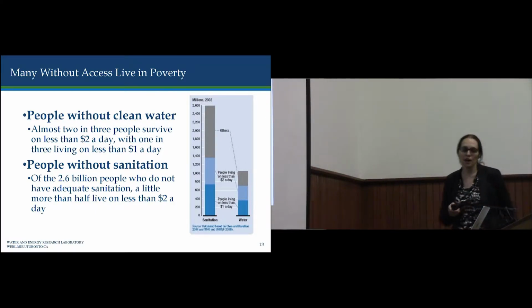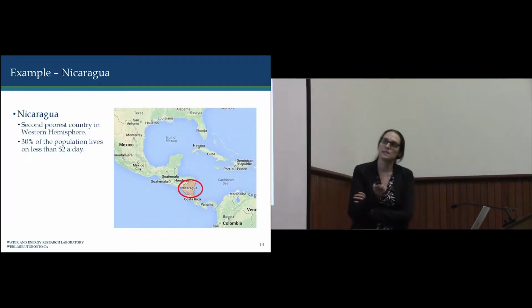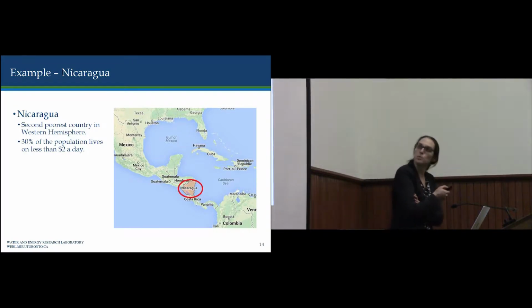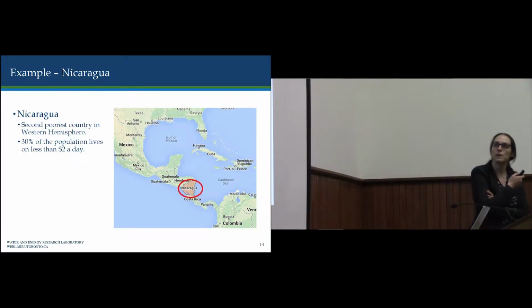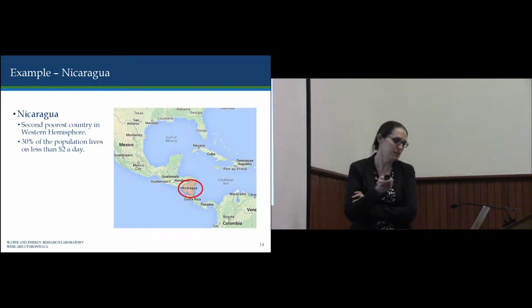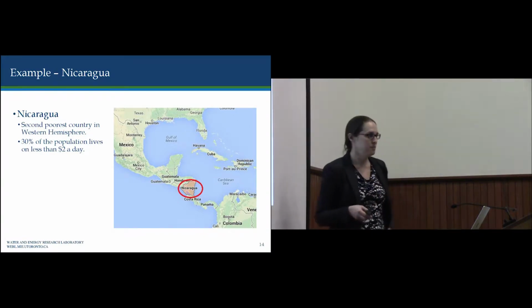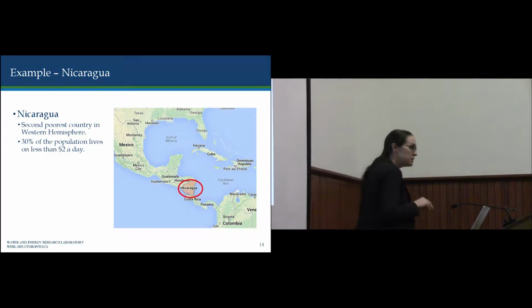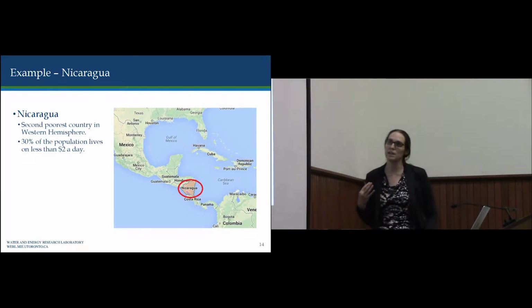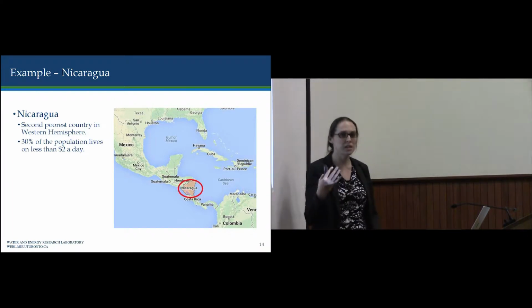One of the places where I've been doing some work is in Nicaragua, here in Central America. It's actually the second poorest country in terms of GDP per capita in the Western Hemisphere, after Haiti. And in Nicaragua, about 30% of the population lives on less than $2 a day. So in the context of the work I've been doing here at the university with some undergraduate students on capstone projects, we're looking at how we can, with a particular community and an NGO in Nicaragua, help to alleviate some of these issues of water scarcity.